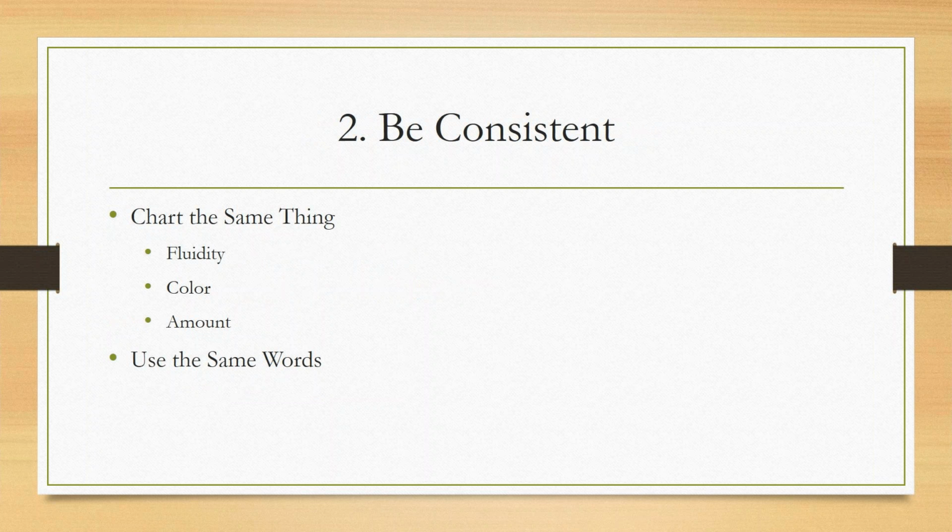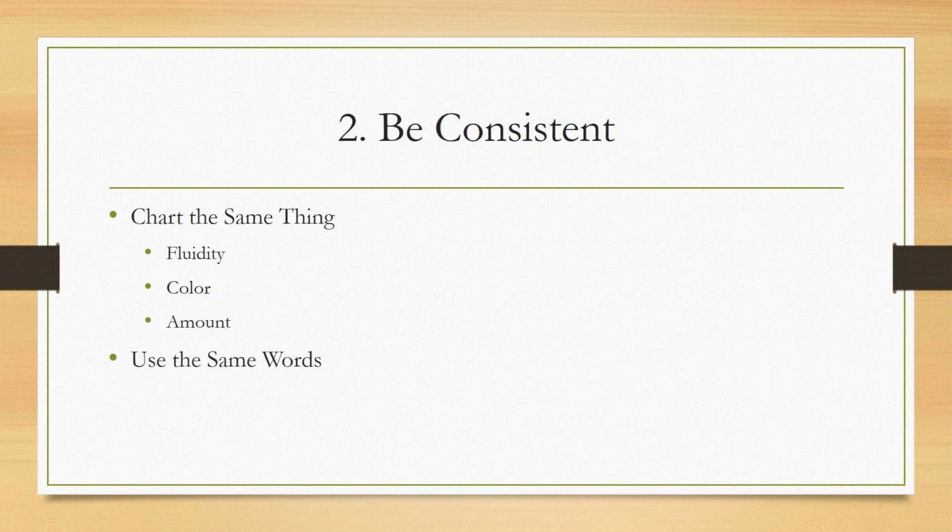Second thing, be consistent. So make sure you're charting the same things. Again, I mentioned this before in the initial session. Don't chart fluidity one day, color the next day, and amount the next day. If you're going to chart all of those, chart them all. But I would keep your description down to about 3 words. 1 sensation and maybe 2 words for your observation. Okay, I recommend charting the fluidity or the viscosity of the mucus versus color or amount.